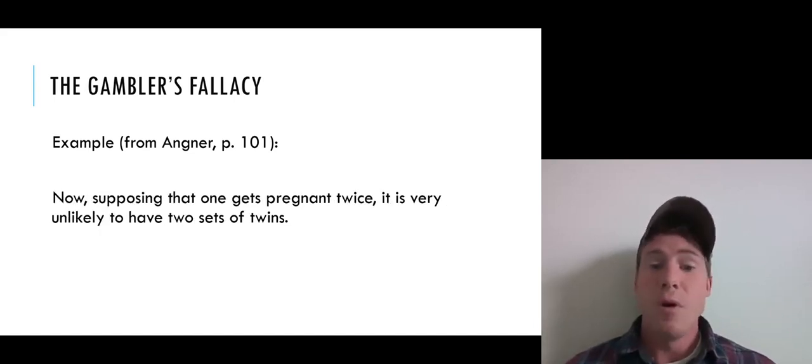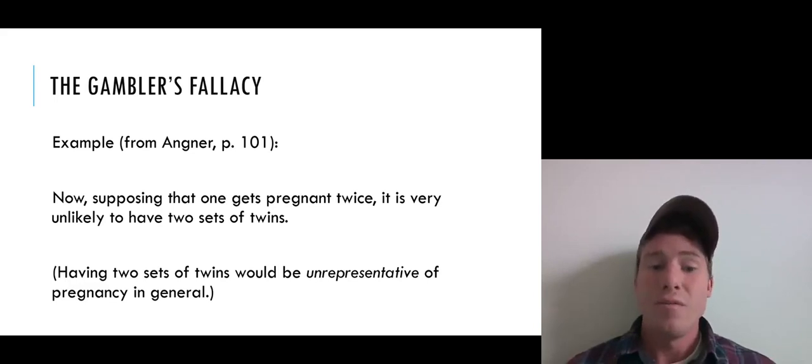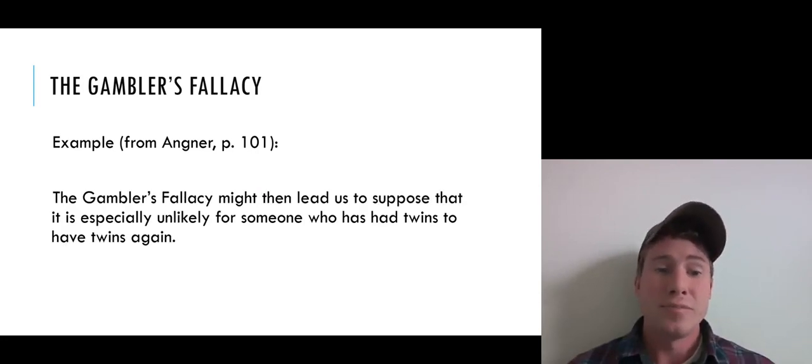Now supposing that one gets pregnant twice, it's very unlikely to have two sets of twins, because it's only a 1% chance each time that you're going to have twins. So very unlikely, or very unrepresentative, we might say, that you'd have two sets of twins. Having two sets of twins would be unrepresentative of pregnancy in general, given how unlikely that is.